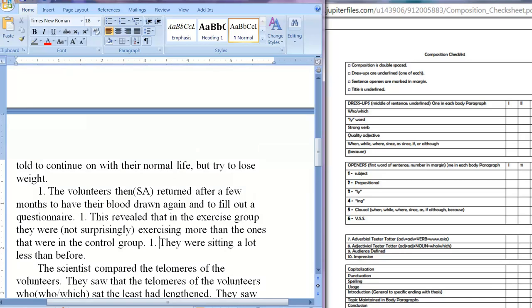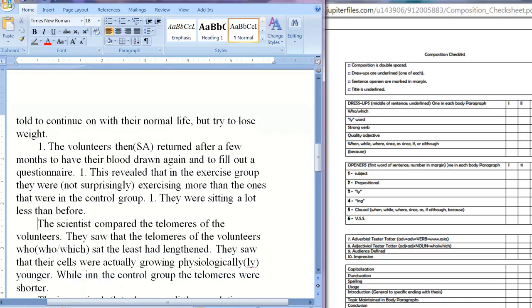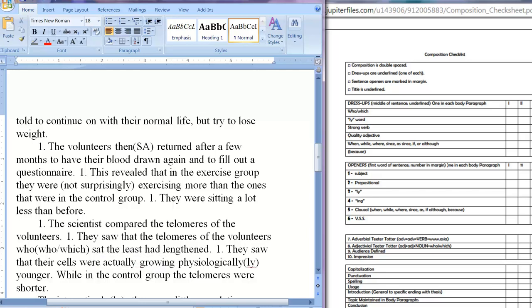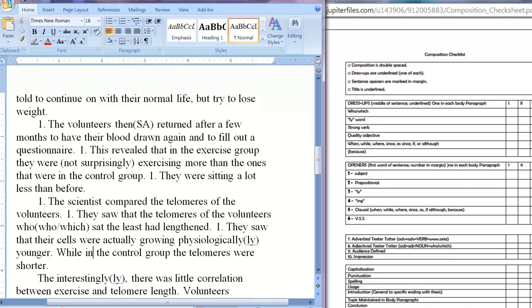They, the scientist, another subject opener. They, pronoun, which is a subject. They, another subject. While in the control group, I got two there. While in the control group, the telomeres were shorter. Here you have a 5.